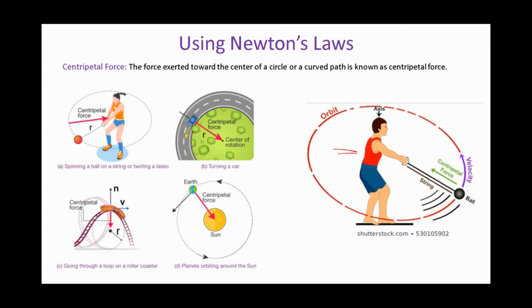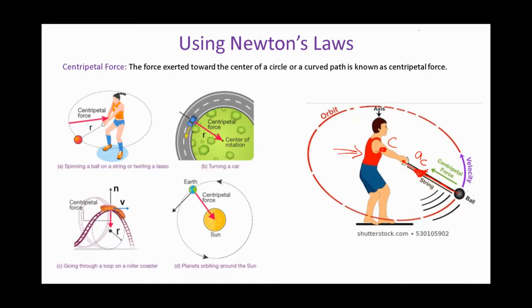Like, for example, this guy, he is spinning a ball using a string. He holds the ball with a string and he spins it in a circle. So there must be a centripetal acceleration in the direction to the center. Where is the center of the curve? Let's say somewhere here on his arm. This is the center of the curve, or the center of the circle. So there is a centripetal acceleration, a_c, in this direction.